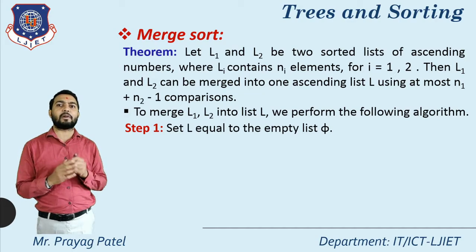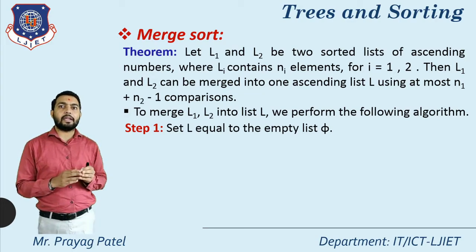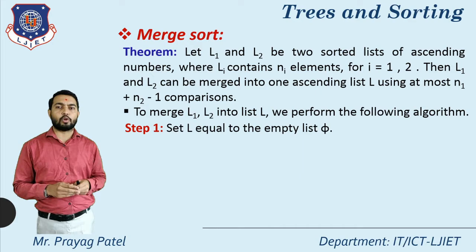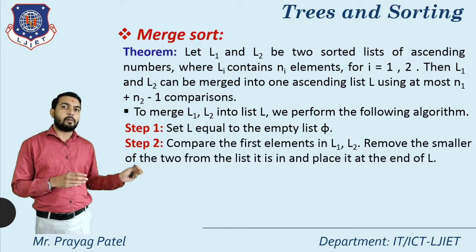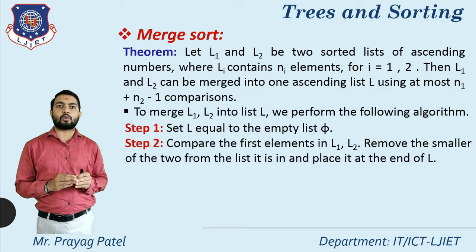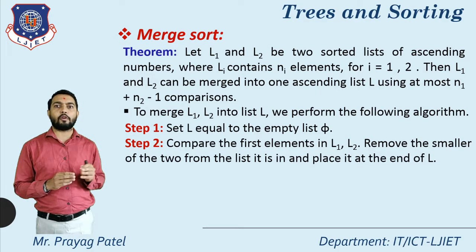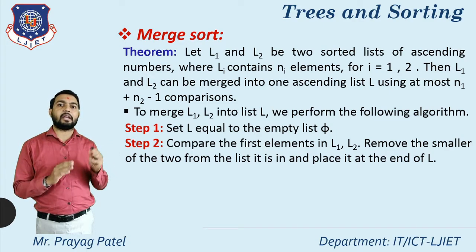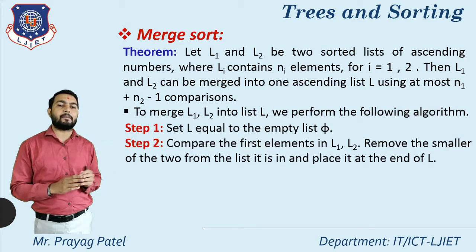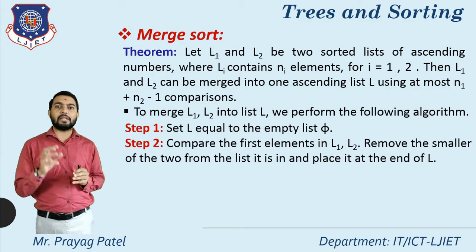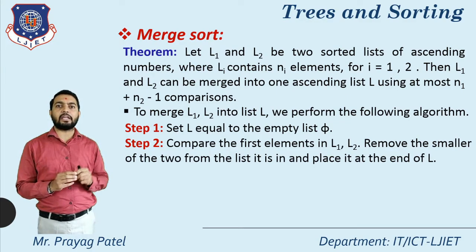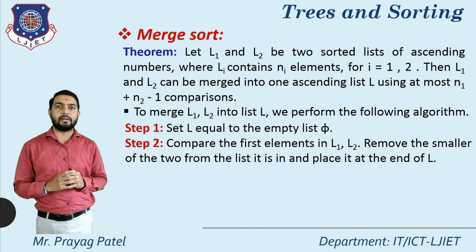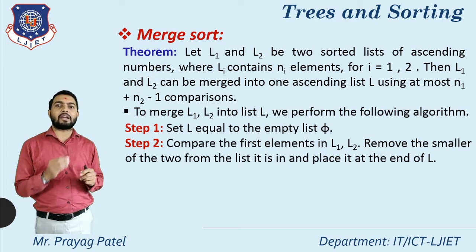In the algorithm, step number 1 is set L equal to the empty list. So initially list L equals the empty set. Now step 2, compare the first element in L1 and L2, remove the smallest of the two from the list it is in and place it at the end of the list L. So we compare the first element of L1 with the first element of L2 and put the smaller value in our list L. Okay, so this is step 2.